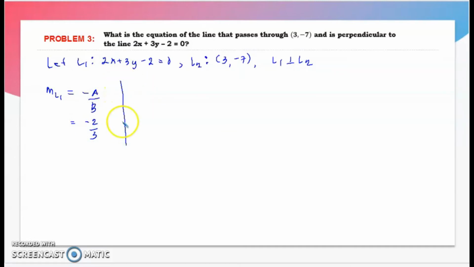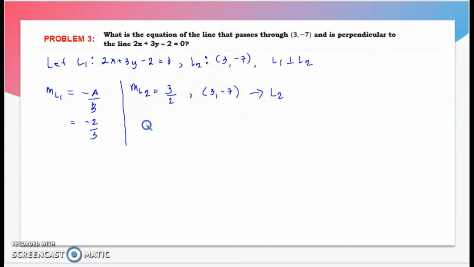Now, what is the slope of line 2? The slope of line 2 is equal to the negative reciprocal of -2/3, which is equal to 3/2, since the two lines are perpendicular. Now we have the data, the slope and the point, which is (3, -7) for line 2. So we can now find the equation of line 2. So we have here a point and a slope.